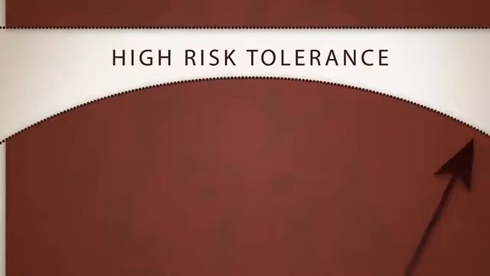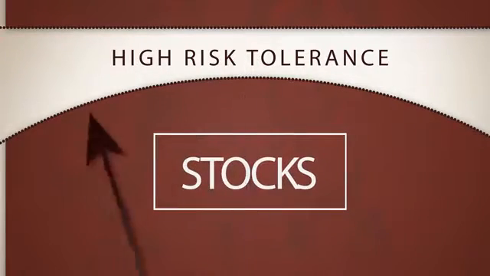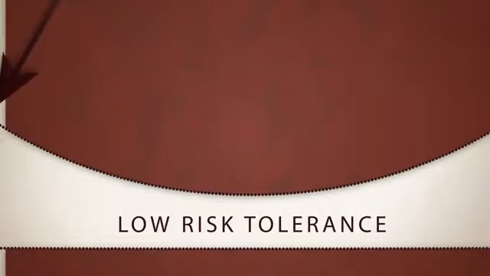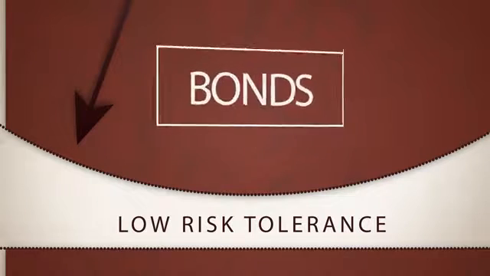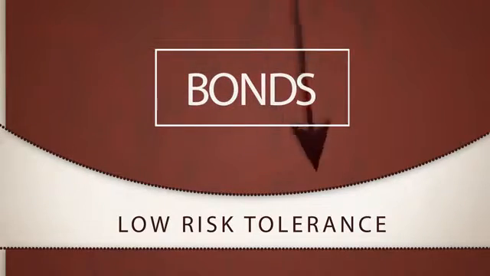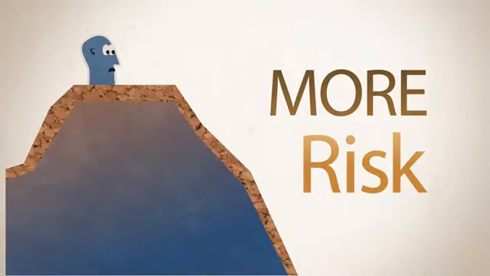If you have a high tolerance for risk, you may want a higher concentration of growth investments in your portfolio, such as stocks. If you have a low tolerance for risk and are more concerned with preserving your principal, you may want lower risk investments in your portfolio, such as bonds or cash alternatives. Generally, the more potential for growth offered by an investment, the more risk it carries.